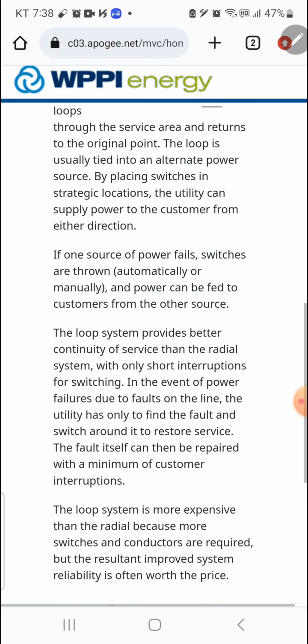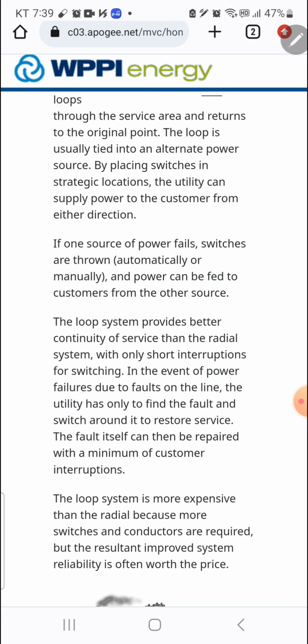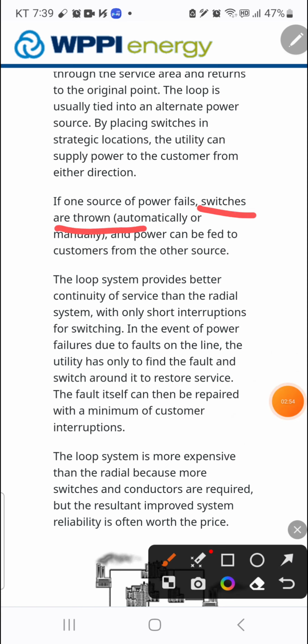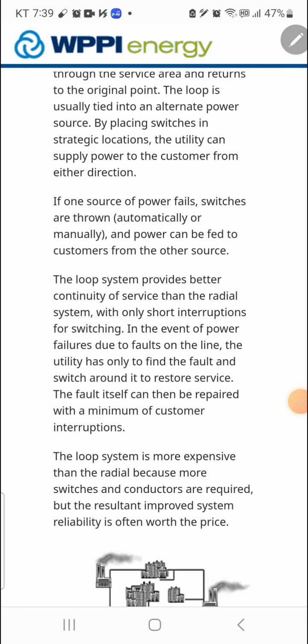Switches are thrown. That's a good expression here: switches are thrown automatically or manually.